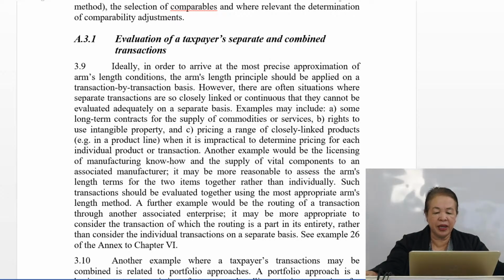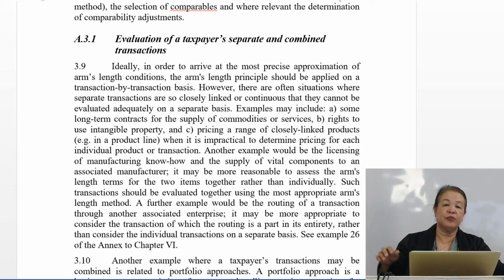No? So examples may include some long-term contracts for the supply of commodities or services, rights to use intangible property, and pricing a range of closely linked products, no, in a product line, when it is impractical to determine pricing for each individual product or transaction. Another example would be the licensing of manufacturing know-how and the supply of vital components to an associated manufacturer. So it may be more reasonable to assess the arm's length terms for the two items, no? So together rather than individually. Such transactions should be evaluated together using the most appropriate arm's length method.